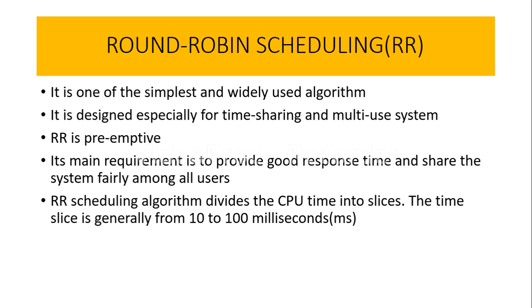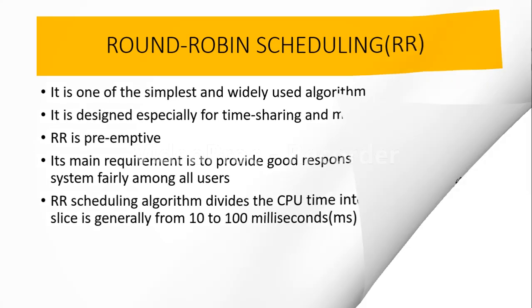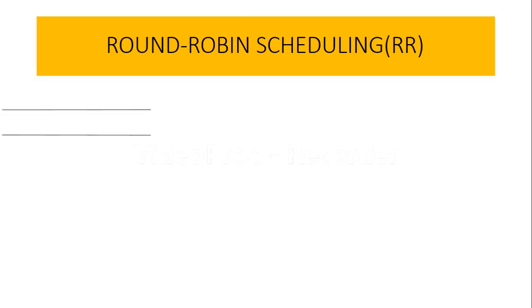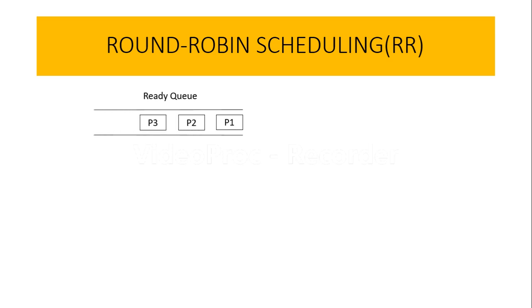Now to make the idea clear of how exactly round robin scheduling works, let me take the help of a diagram. Imagine that there is a queue, which we call the ready queue, and in this queue we have three processes, P1, P2 and P3. Round robin scheduling divides the entire CPU time into time slices, so each process in the ready queue gets one time slice to execute.